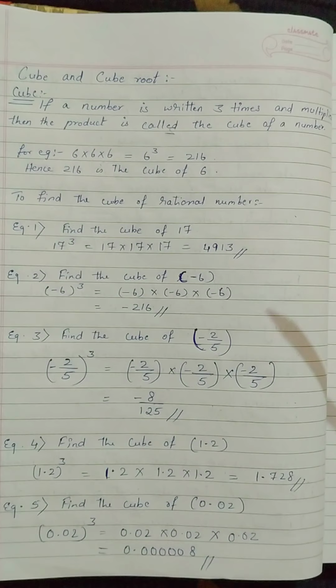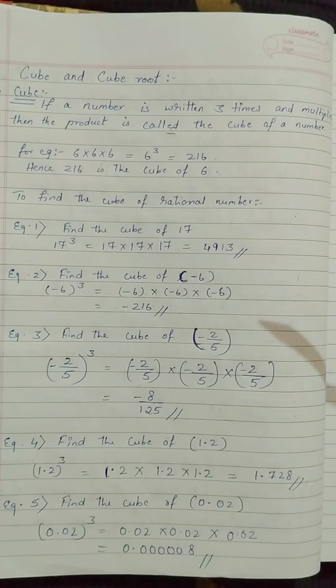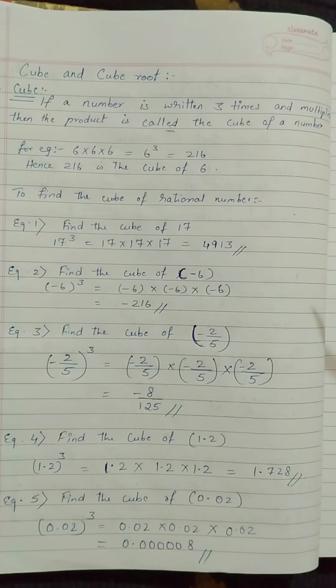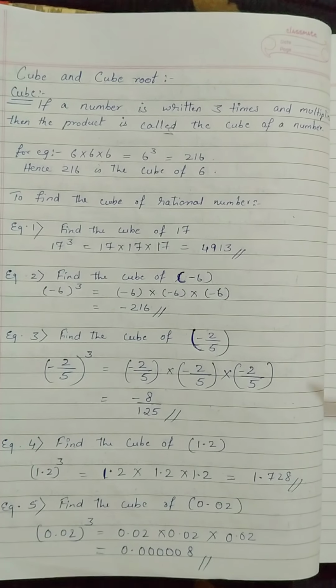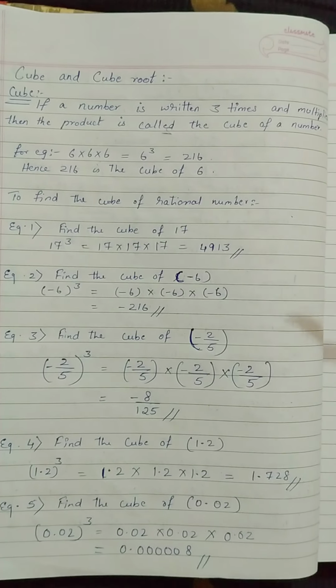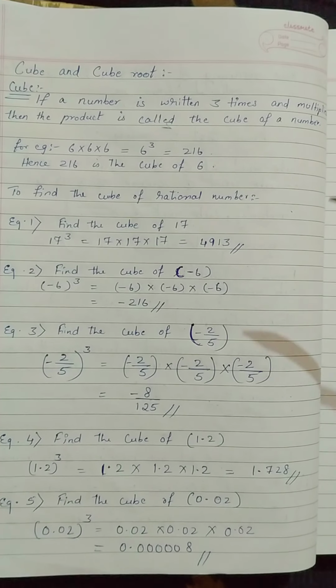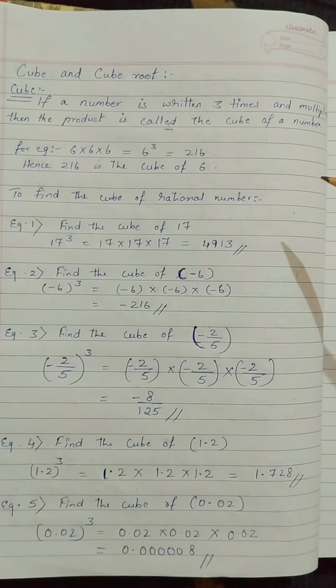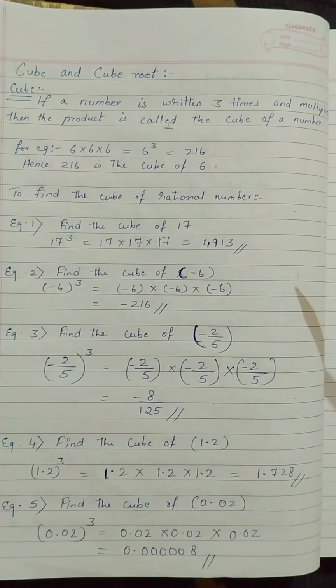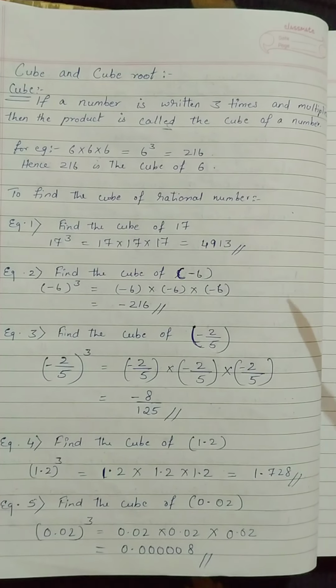Hi students, so now we are going to see about cube and cube root. Before that, we just recall regarding positive and negative square root. For example, the number is 16. So 4 into 4 is equal to 16, that is 4 square, that is 16.